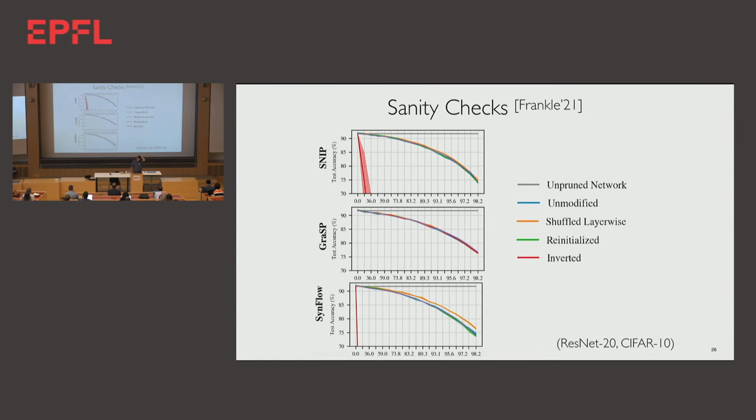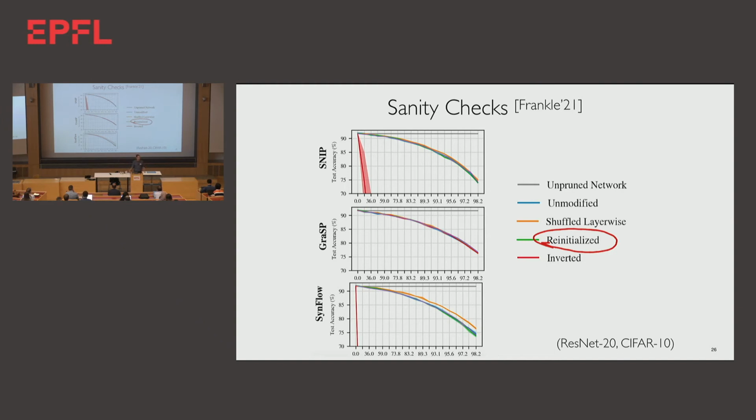So here are a few sanity checks. If you were to give me something that is called a lottery ticket, I need to make sure that it's special. How can I make sure that it's special? Well, give me that sub-architecture, and I will re-randomize the weights. This is what I would call reinitializing the weights of a neural network.